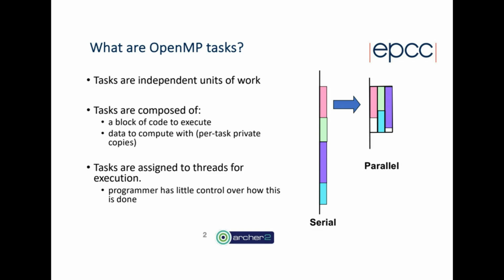So what we really write in the code is the code to generate the tasks. And these tasks will then be assigned to some threads in the parallel region for execution. And we essentially have no control as a programmer, or pretty much no control, over how that's done. We are specifying what are the independent pieces of computation that should be done, and it's pretty much entirely up to the OpenMP runtime to decide what order they're going to get executed in and which thread is going to execute them.